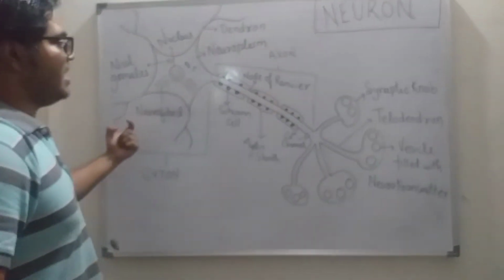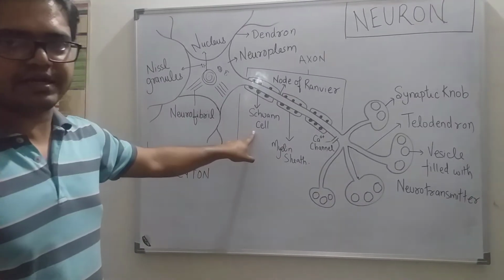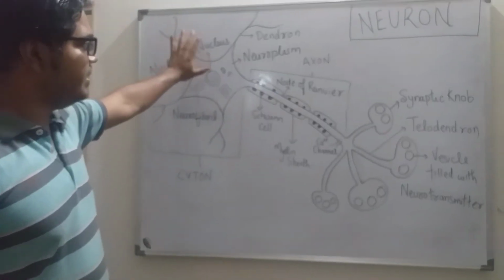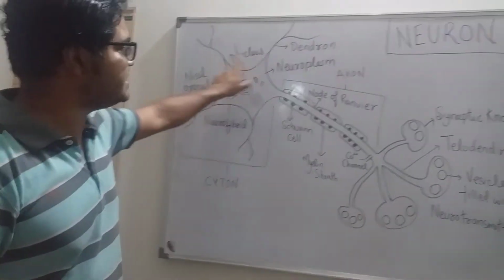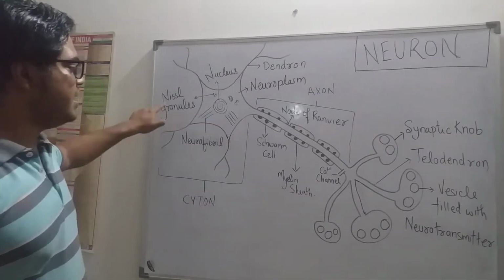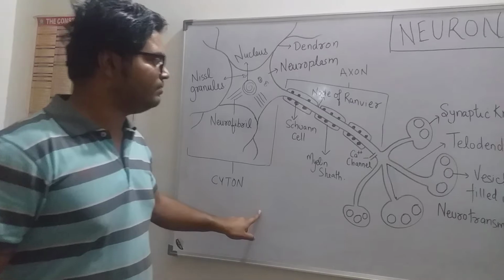This is the diagram of neuron. You have to learn it and do practice in your home. Neuron is made up of two important parts. First is cyton. This part is cyton. Cyton is also known as perikaryon.